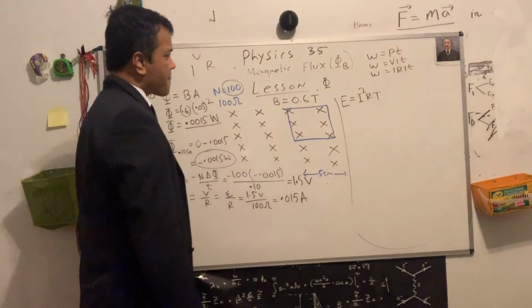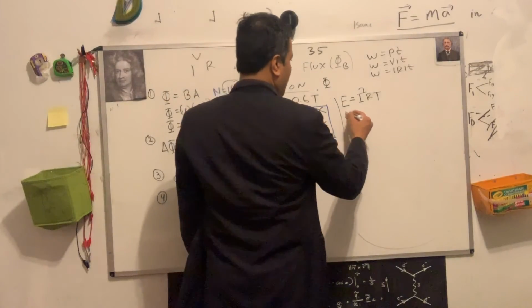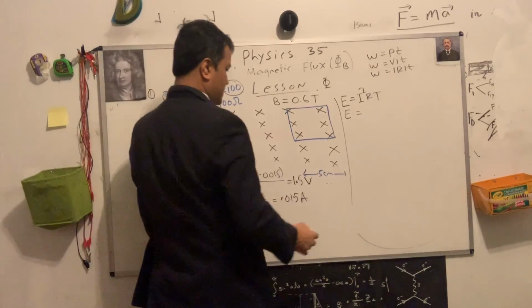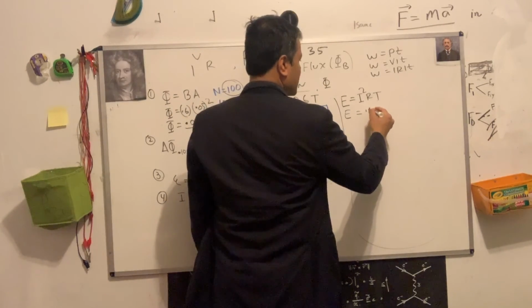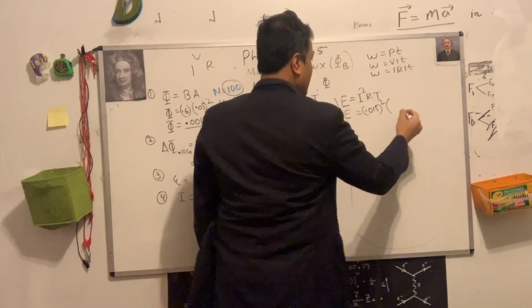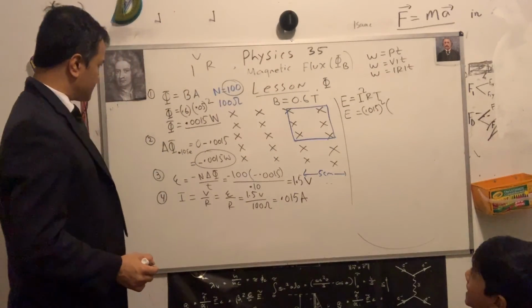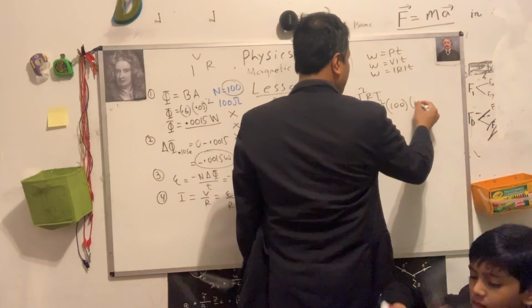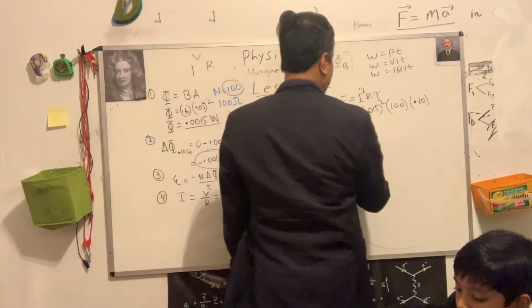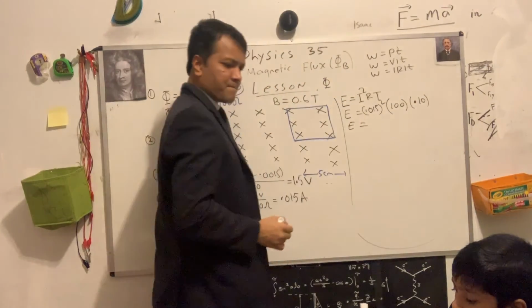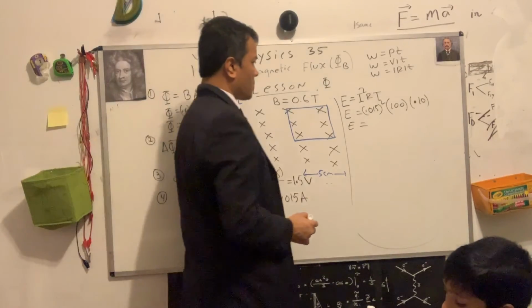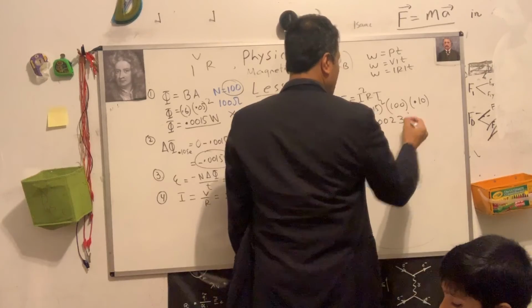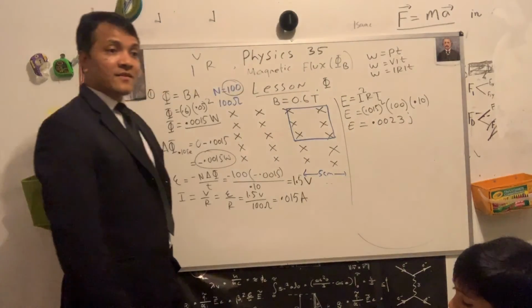So I squared is how much? 0.015 squared is 0.000225. R is 100, and T is 0.10. So what is that? 0.00225 Joules.